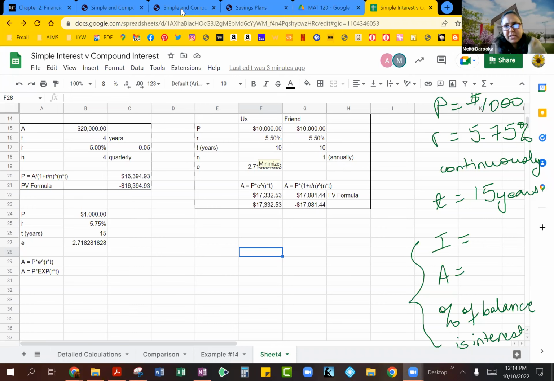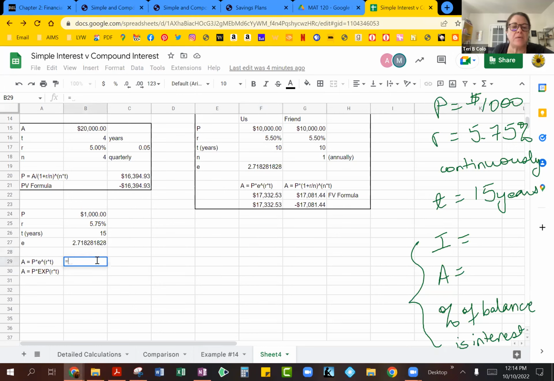Terry, are you still having trouble coming up with an answer? Are you trying to use EXP or are you trying to do E separately and then use it in the formula? I'm looking at the formula that you have right there, which is P times E, with the little caret and the R times T in parentheses. If I put in my exponent, which is that E cell that I created, I'm not getting an answer. I'm getting a huge answer.